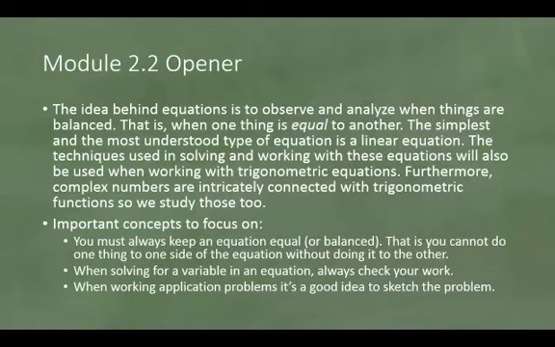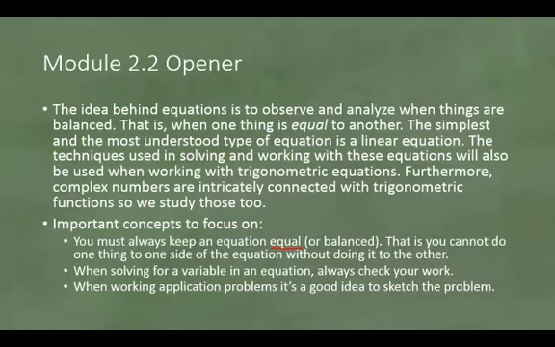Some things to focus on in this section. Always make sure that you're keeping an equation equal. Remember, it's an equation, it has to be equal. So you can't do one thing to one side of the equation if you don't do it to the other side of the equation. If you add something to one side, add it to the other side. If you multiply to one side of the equation, multiply to the other side of the equation.